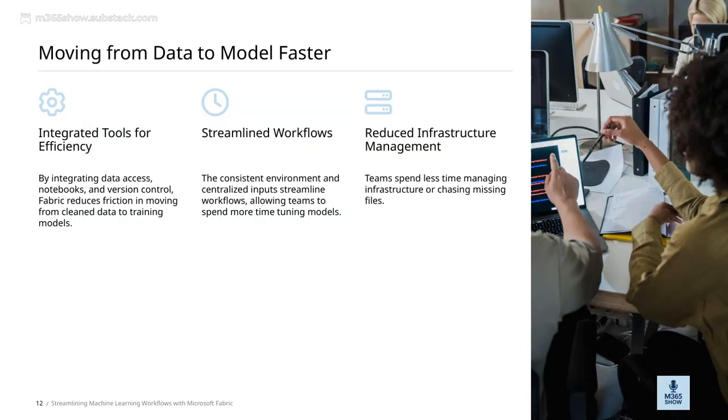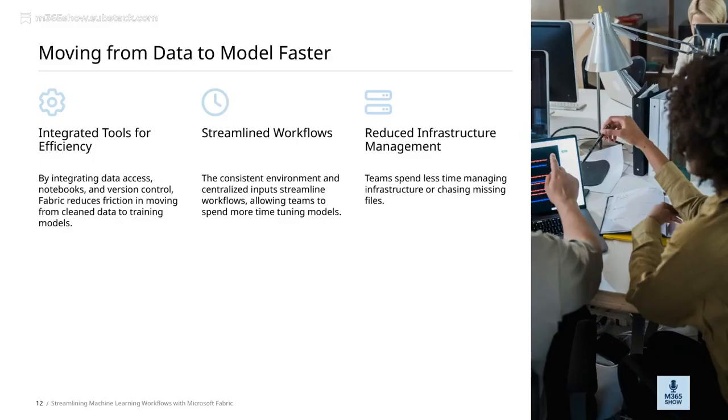Moving from data to model faster is all about making the process more efficient and less frustrating. With Microsoft Fabric, teams spend less time managing infrastructure or chasing after missing files, which means more time focusing on the actual modeling work. Reduced infrastructure management is a big win because the consistent environment and centralized inputs help streamline workflows, so you're not bogged down by setup issues. Instead, you can dedicate that time to tuning and improving your models.